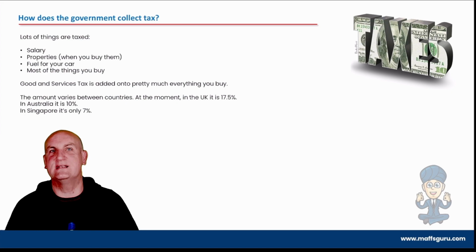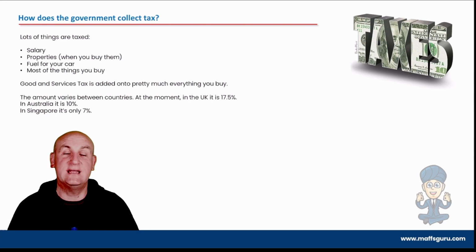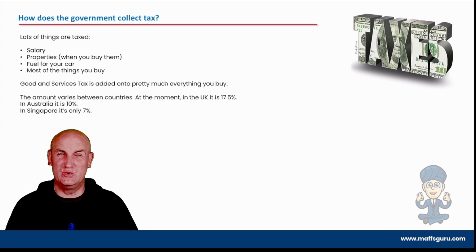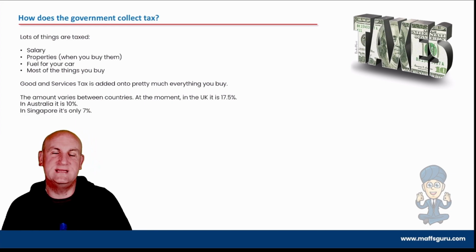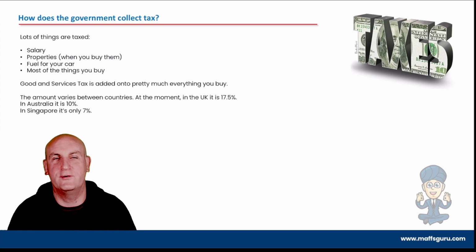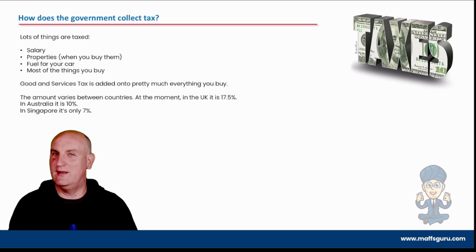So the government sets some sort of standard tax rate for all, or most, of the items you buy, and then the retailers have to add it on, or charge you this, because they get charged by the government. Now, at the moment, in the UK, it's 17.5%. That's huge. In Australia, it's about 10%. And in fact, for this video, it's 10%. And in Singapore, where I've just come back from, it's as low as 7%. I want to know how the government there make money.